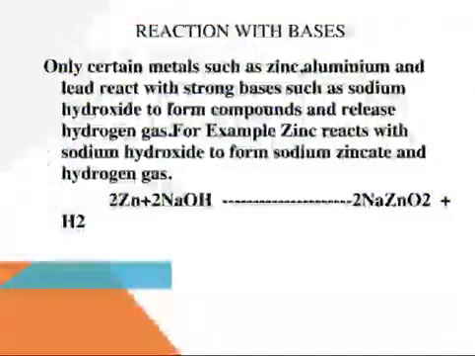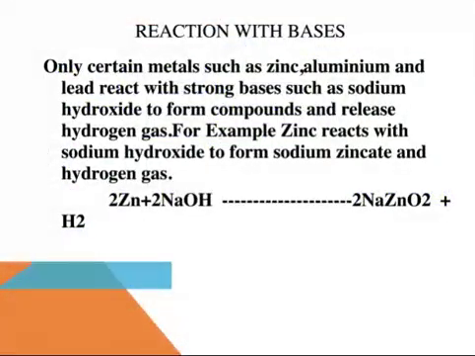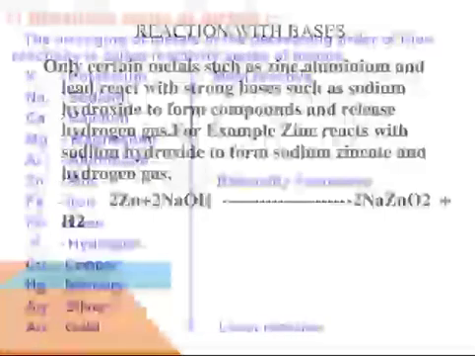Next, we'll see the reaction of metals with bases. Only certain metals such as zinc, aluminium and lead will react with a strong base such as sodium hydroxide to form compounds, and they release hydrogen gas. For example, zinc reacts with sodium hydroxide to form sodium zincate and hydrogen gas. Zn plus NaOH, sodium hydroxide, gives sodium zincate plus hydrogen.